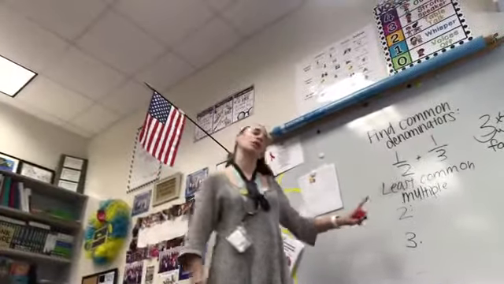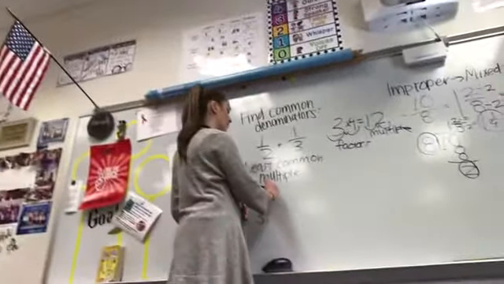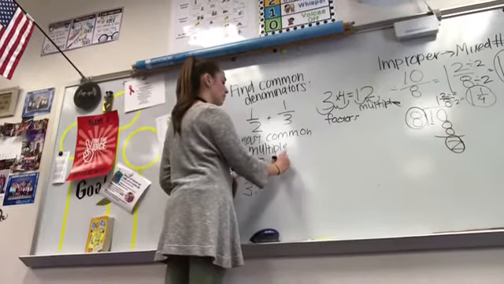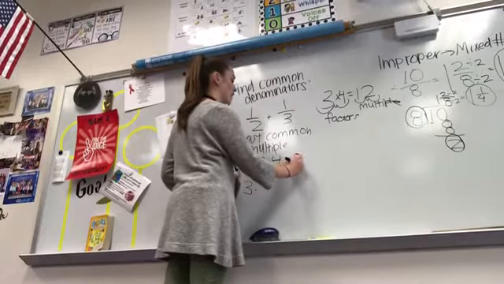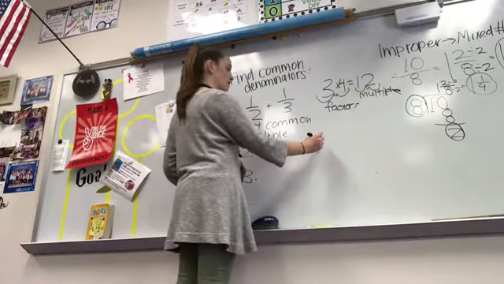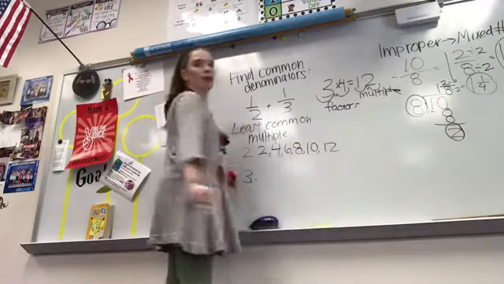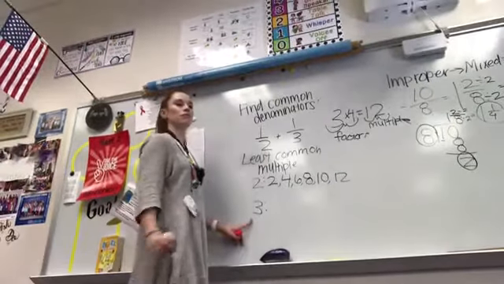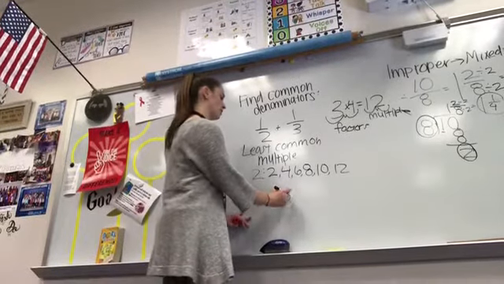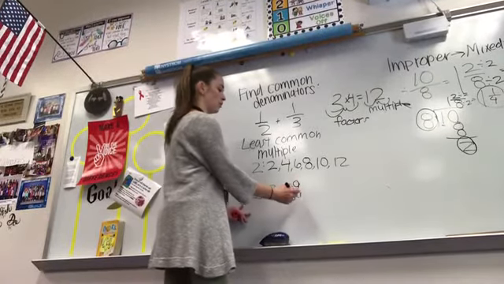Let's start with 2. 2 times 1 is 2. Times 2? 4. Times 3? 6. Times 4? 8. Times 5? 10. Times 6? 12. Okay, I'm going to stop there. Now I'm going to do 3. 3 times 1 is 3. 3 times 2 is 6. 3 times 3 is 9. 3 times 4 is 12.